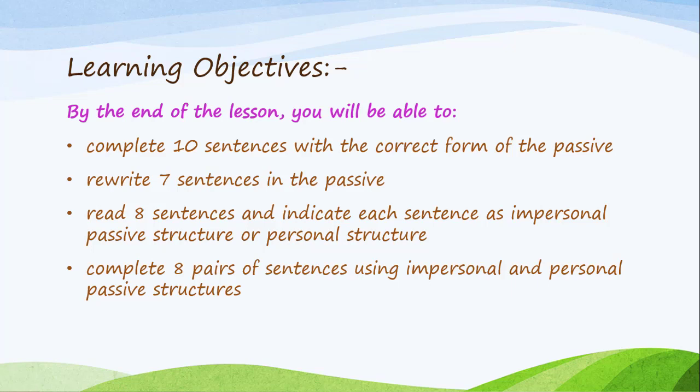In other words, you are going to form the passive form based on the tenses and underline the passive verb forms. Then later you are going to decide which sentences talk about something unpleasant that happened accidentally or unexpectedly. Then you can rewrite sentences into passive forms and identify impersonal and personal passive structures. And at the end, you can complete sentences using impersonal and personal passive structures.